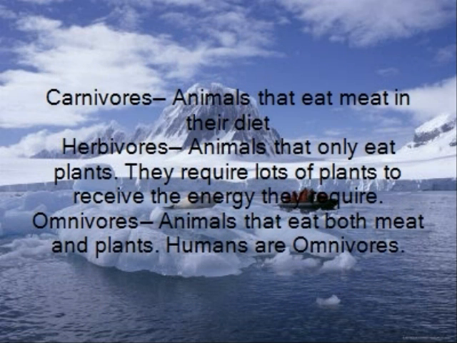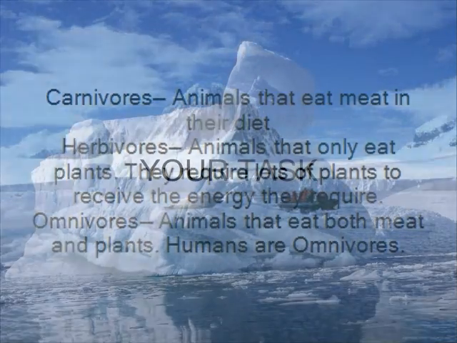There are three types of consumers: carnivores, herbivores, and omnivores. Carnivores are animals that eat meat in their diet. Herbivores are animals that only eat plants. This gives them energy. Omnivores are animals that eat both meat and plants. We, as humans, are omnivores.